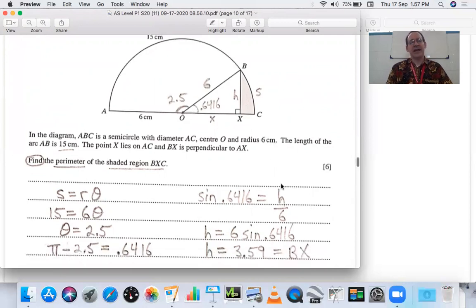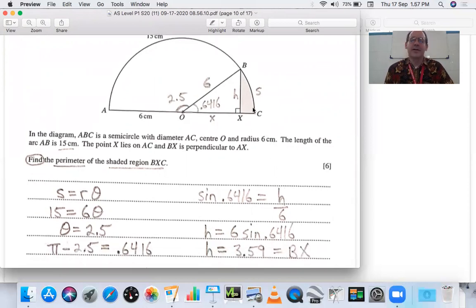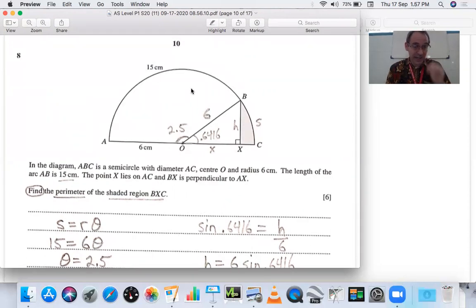In case my scanned copy is a little difficult to see, this section right in here is the shaded section, this BXC part, this little chunk at the end. That's the shaded part, and we want to find the perimeter. Well, since we have an arc length and we have the radius, let's start by finding our degree measurement, or our angle measurement, I should say.